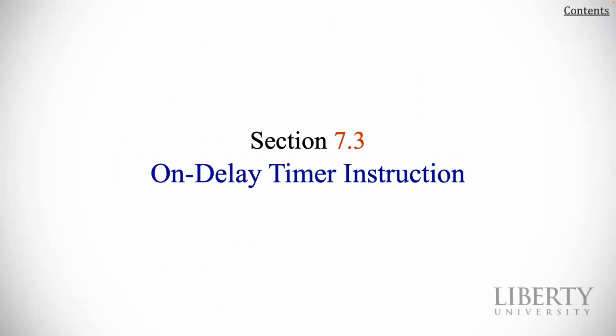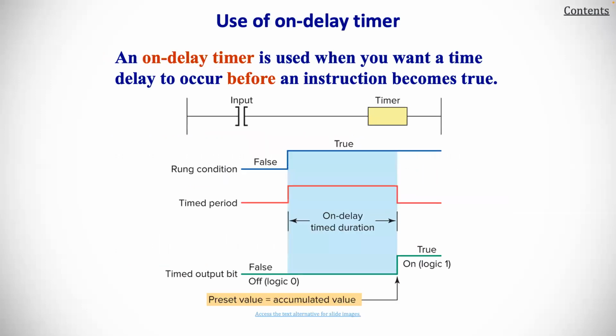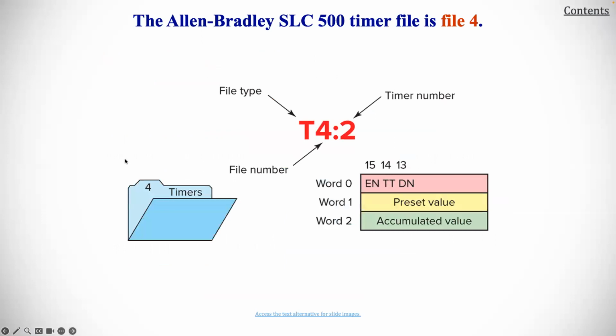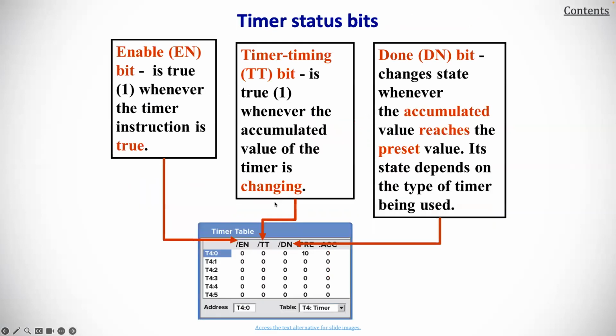Next, let's talk about on-delay timer instructions. An on-delay timer is used when you want a time delay to occur before an instruction becomes true. And we can see this type of operation with this figure below. The Allen-Bradley SLC 500 timer file is file 4. So if you're actually using this, that is the type of thing that you would be using. For the timer status bits, you have the enable bit, the timer timing bit, and the done bit. And so these are the things that we're trying to show in this table below.